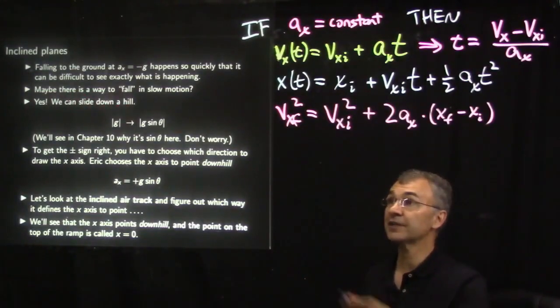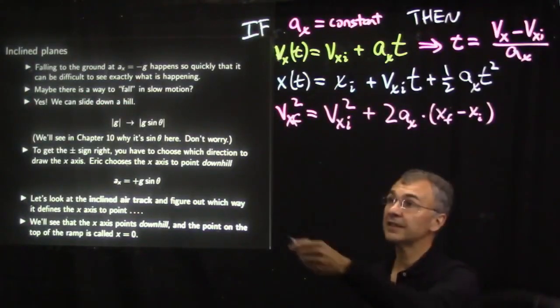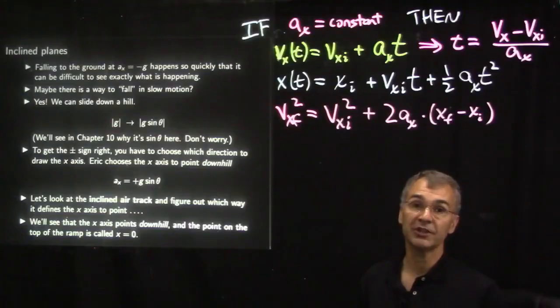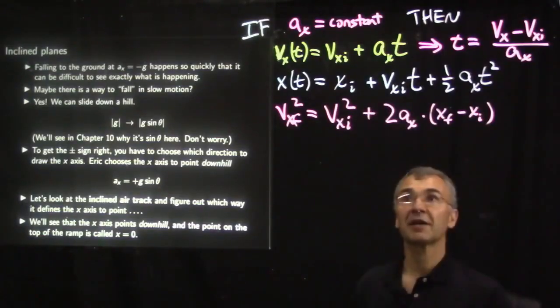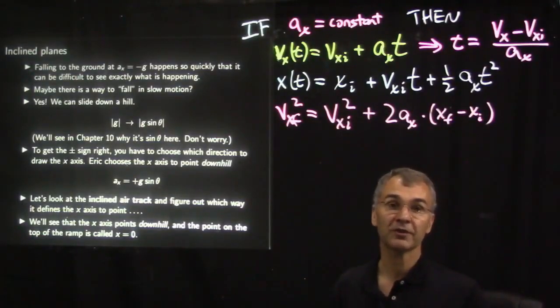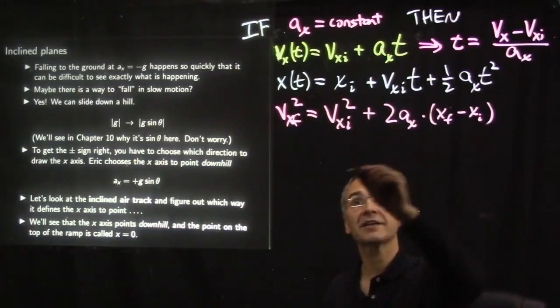We can slide down a hill. If we slide down a hill, then instead of just this value g, we actually multiply g by the sine of the incline angle of the hill. And you don't actually have to remember any trigonometry at this point in the course. You just have to be able to recognize this drawing.